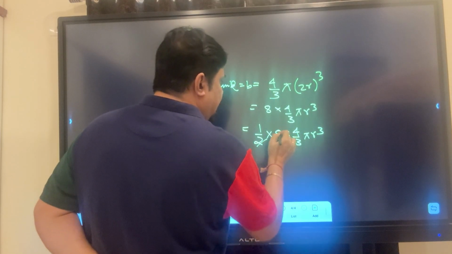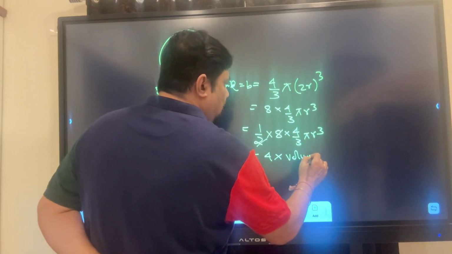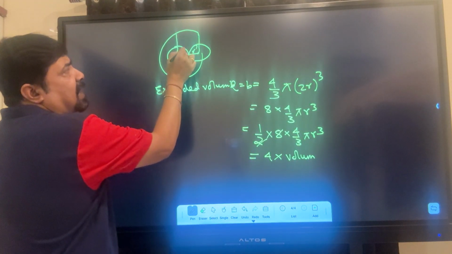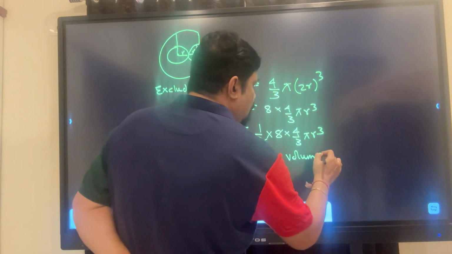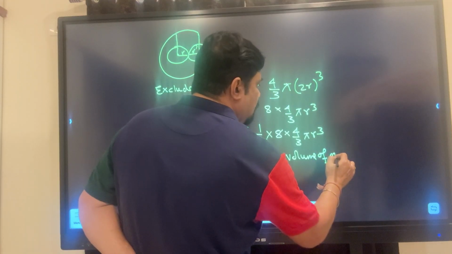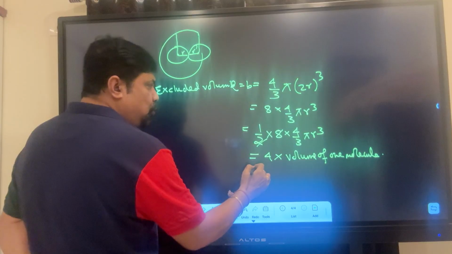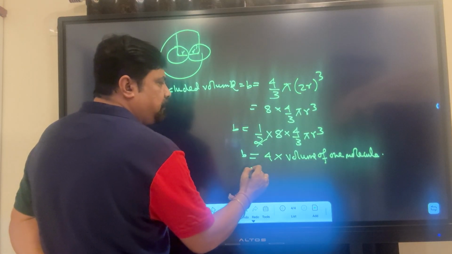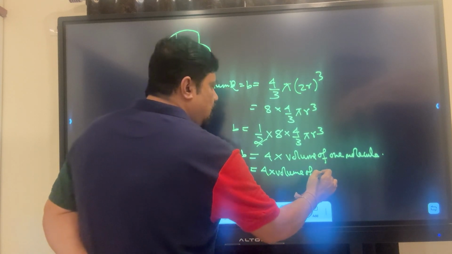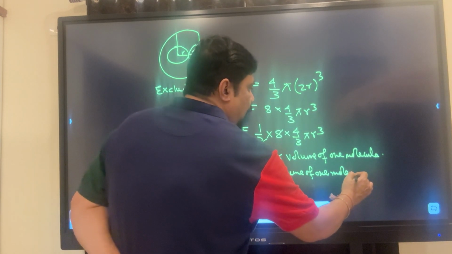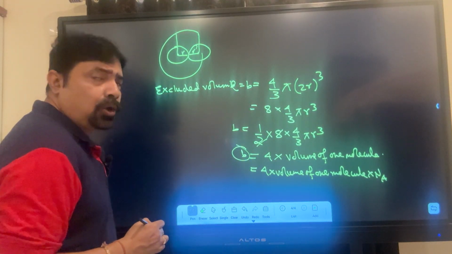Now immediately you look at it, we are getting 4 into 4/3 pi r cube, which means 4 into the volume of one molecule, because the radius of one molecule is r and that molecule is considered spherical. Then per mole, what do I have to do? If I calculate b per mole, it is 4 into the volume of one molecule into Avogadro number.